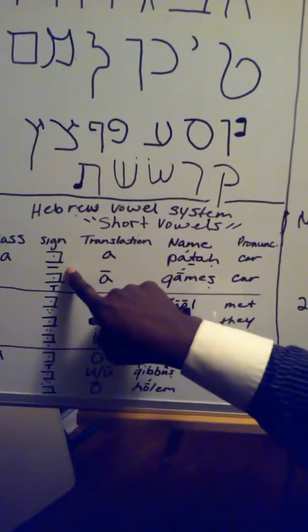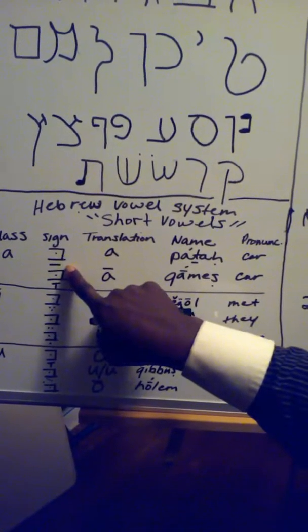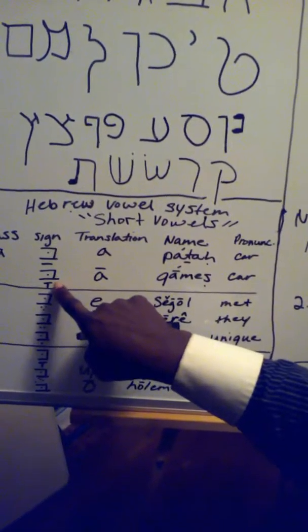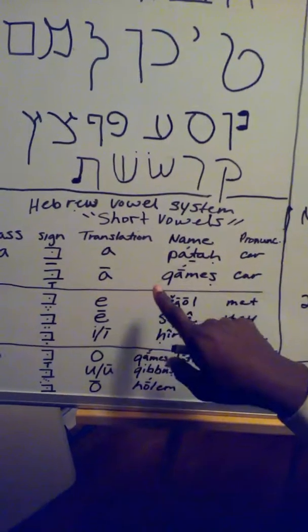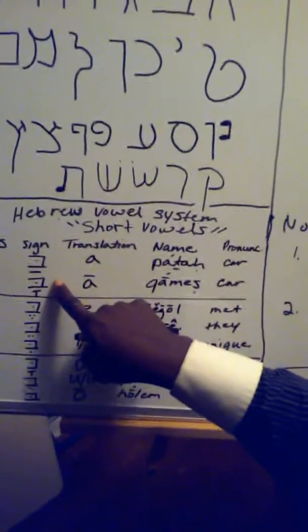So that would be ba. That would have a bet, and it would have a patah under it, making it ba. Here we also have a bet, and we have a symbol of a T. That also is a kamez, as in car. So that also is ba.